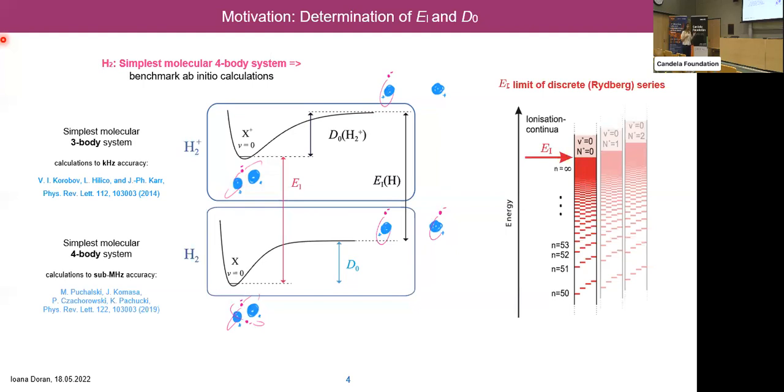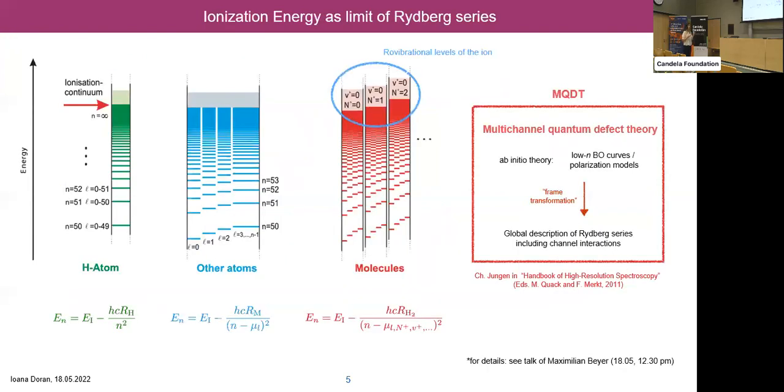So now I will briefly describe how we can calculate these energy levels in molecules. And for this, I will start with the simplest image. So this is the hydrogen atom. Here, the potential is purely Coulombic. So then by solving the radial Schrödinger equation, we can express the energies of the Rydberg levels as depending on 1 over n squared.